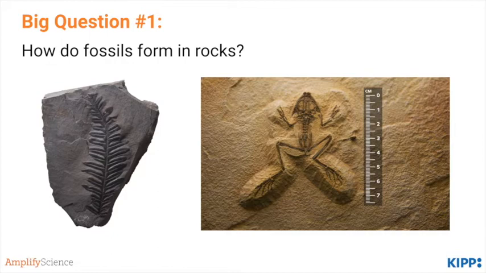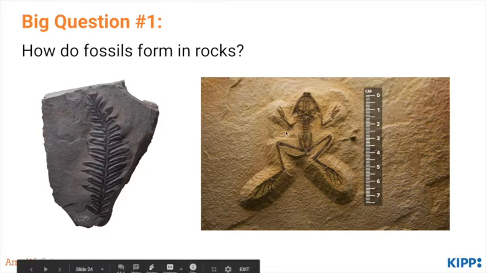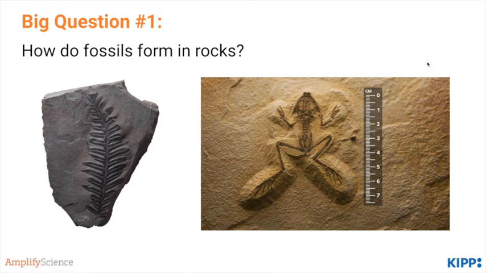An observation being, for example, I see what look like feet bones, leg bones, a skull right here. My inference is that this is actually a frog, and so this environment must have been a watery environment at one time. My observation here is that this looks a lot like modern-day ferns, so maybe this was a warm environment when this fossil was made.